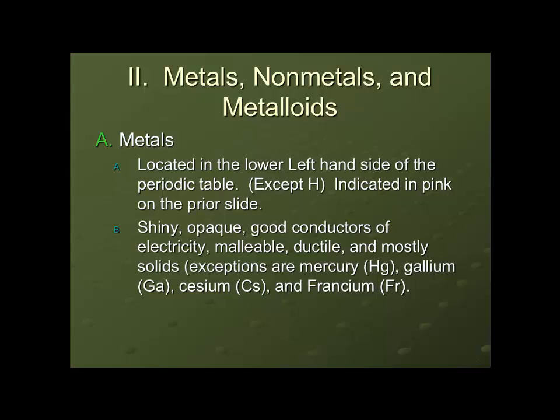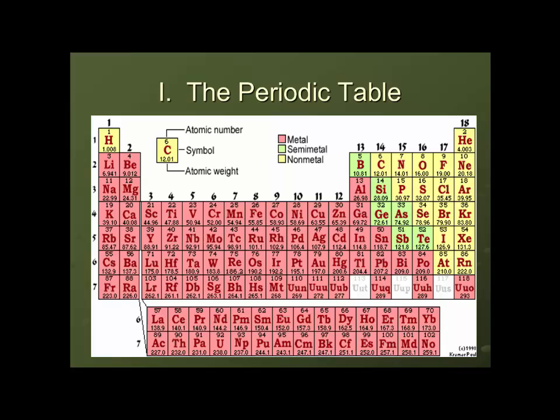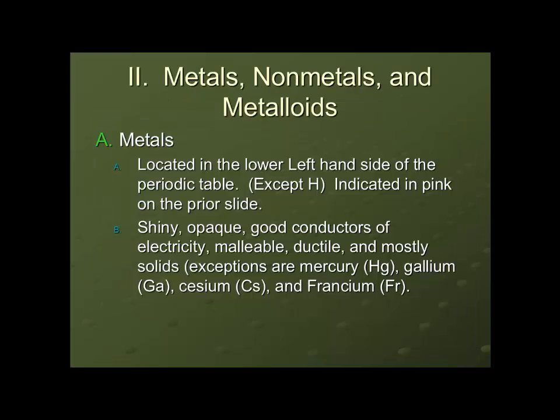Your metals are located in the lower left-hand side of the periodic table, and in this one that we have here, they're indicated in pink. Your metals tend to be shiny. They are good conductors of electricity. They're malleable, which means you can bend them. They're ductile, which means you can draw them out into wires easily. Most of them are solids.